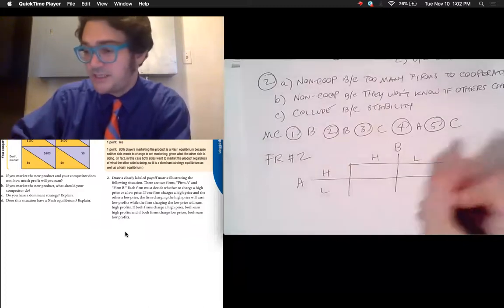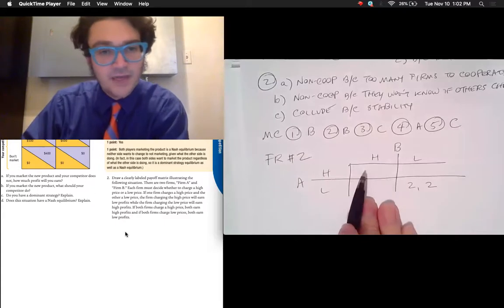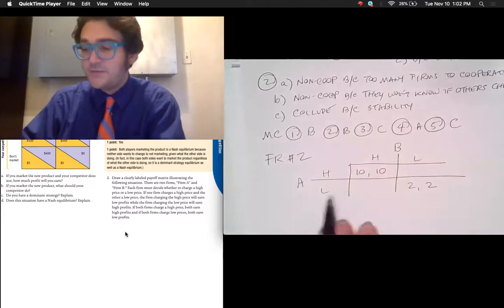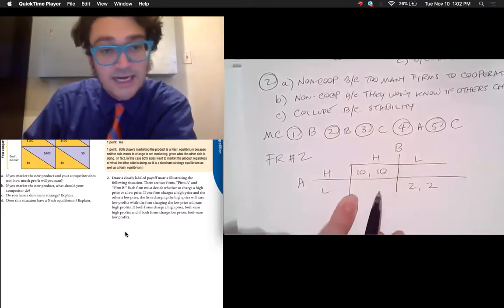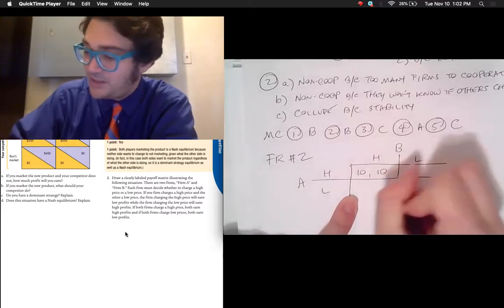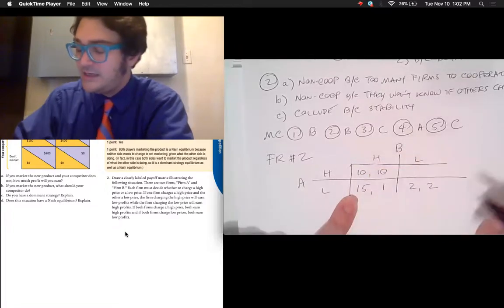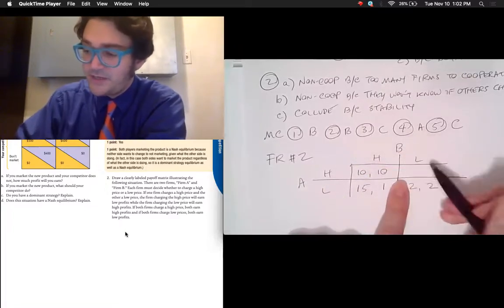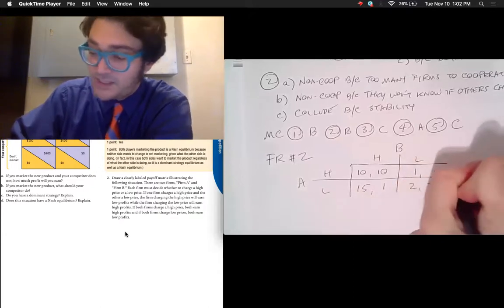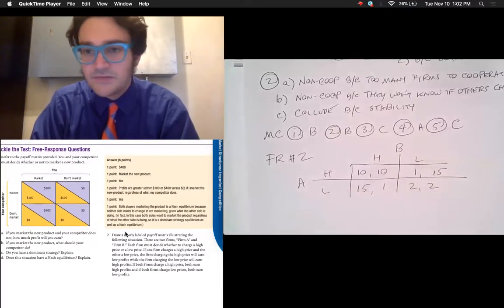So if they both go low, they both earn low profits. Let's just say 2 and 2. And if they both go high, then they both get, let's say, 10 and 10. And what if A goes low and B goes high, then the firm charging the high price will earn low profits. So we'll say maybe 1, and we'll say here 15. And the reverse is true up here. If B goes low and A goes high, then we'll give them 1 and 15. And it doesn't say that we need to solve it, so that's a fairly straightforward one.